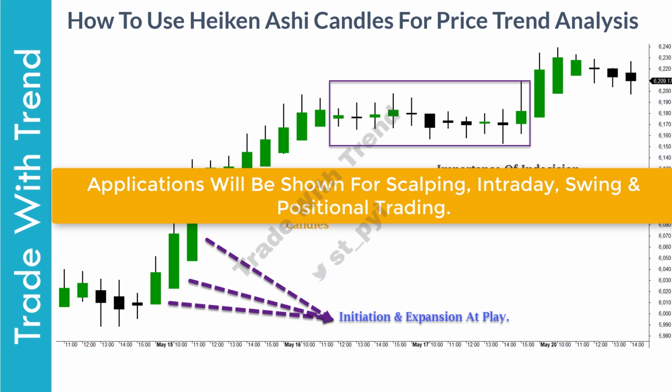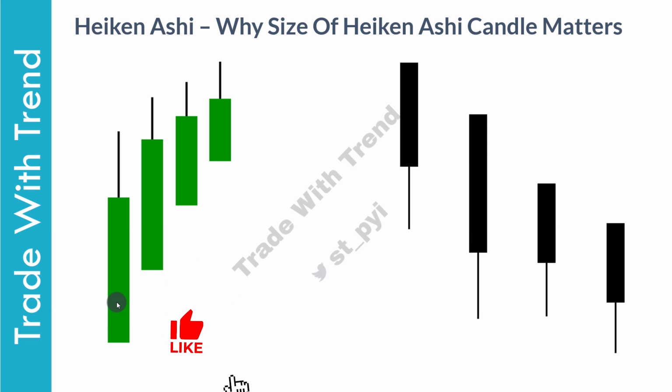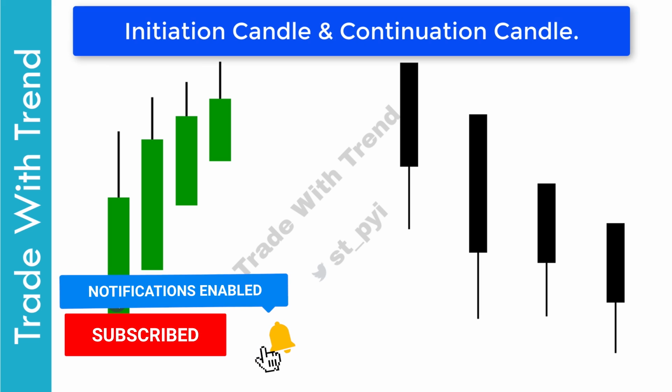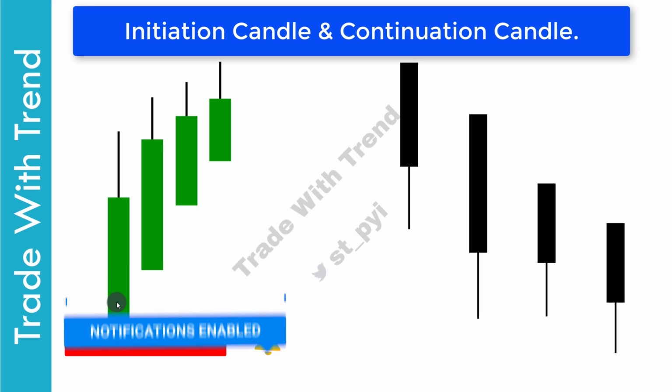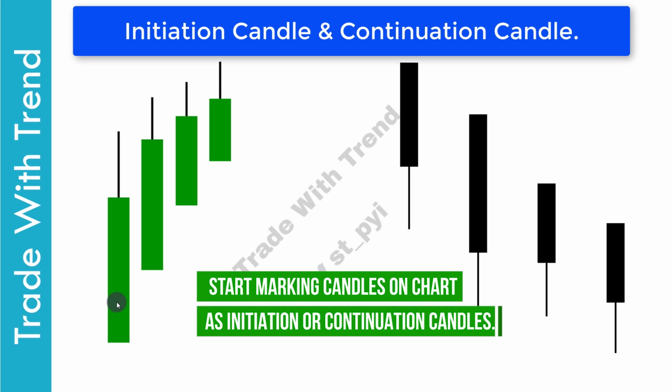So let's get started. Let us first begin with why size of Icon SE candle matters in price trend analysis. Now in Icon SE trend analysis, there are 2 kinds of candles. First is initiation candle and second is continuation candle. Now initiation candle is one that sets the tone of trend and defines underlying momentum for price. This is why initiation candles are the most important in trend analysis and price action trading.